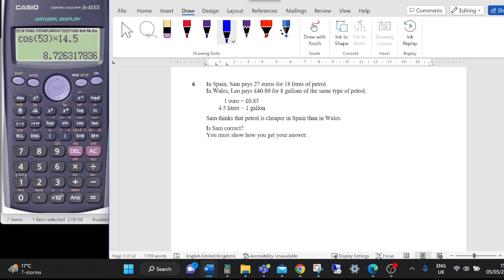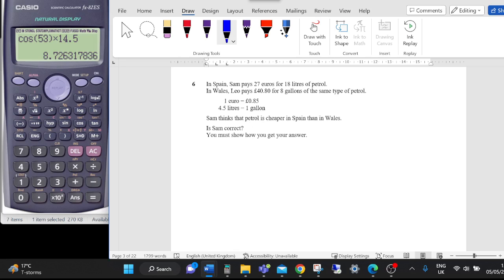So this is an awkward question. It's really awkward for the markers because in theory I need to have them in comparable units, but I could have both the units in pounds and gallons, both of them in pounds and litres, both of them in euros and gallons, or both of them in euros and litres. It doesn't really matter. We need to be ready for all four cases. I'm going to convert them into pounds and litres.